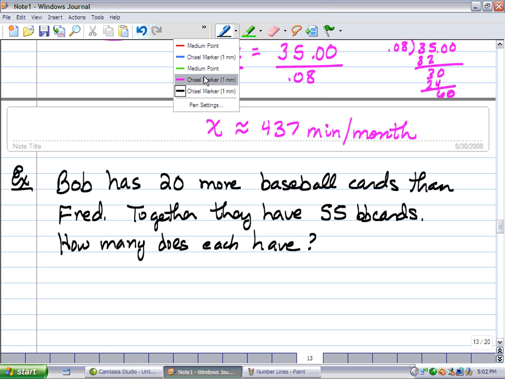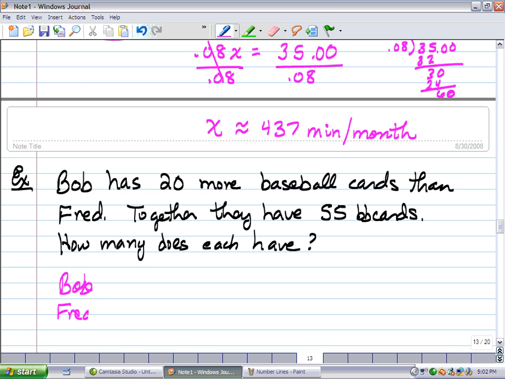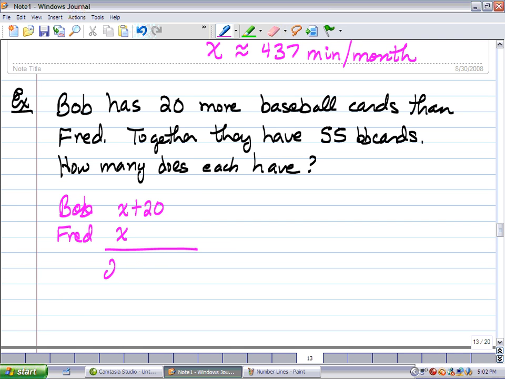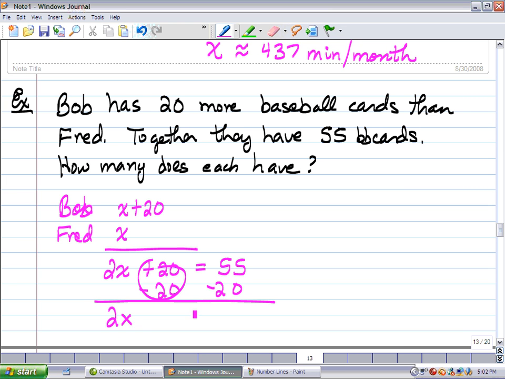Okay, well, I'm going to have to say Bob and Fred. Who has more? Bob has more, so Fred has X, or whatever variable. Bob has 20 more than that. Let's add that together to see the total. The total they have is 2x plus 20, which equals 55. And we need to solve this. So I'm going to subtract 20 from each side, giving me 2x equals 35. Uh-oh.